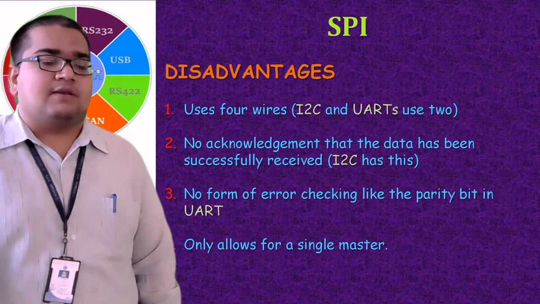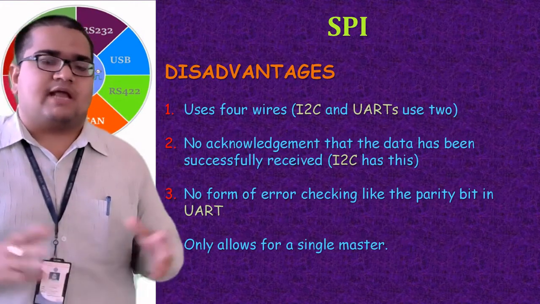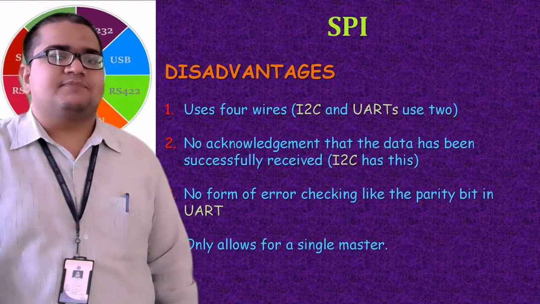It only allows a single master. That is another issue with this SPI, unlike in I2C, where we can have multiple masters and multiple slaves.